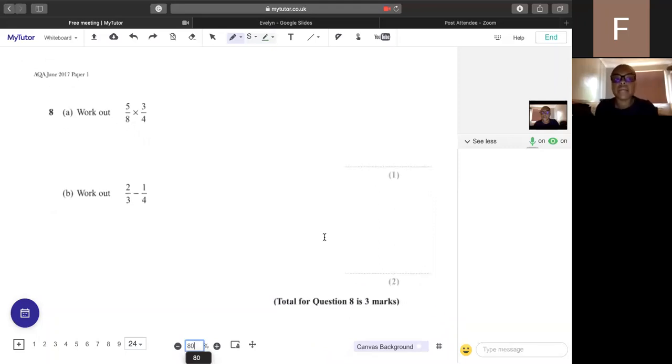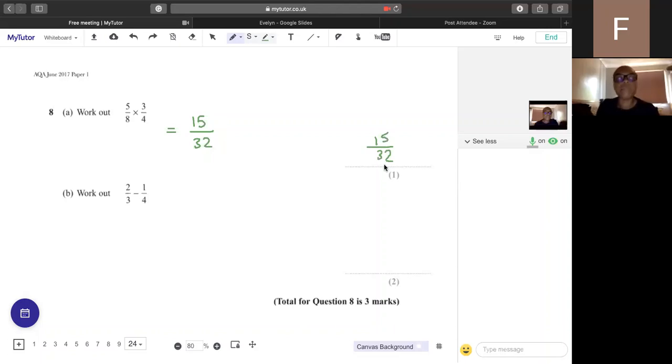So we want to work out 5 over 8 multiplied by 3 over 4. All we need to do is multiply the 2 numerators together and the 2 denominators together. So 5 times 3 is 15. And then 8 times 4 is 32. And then 15 and 32 don't share any common factors, so that would be our final answer, 15 over 32.